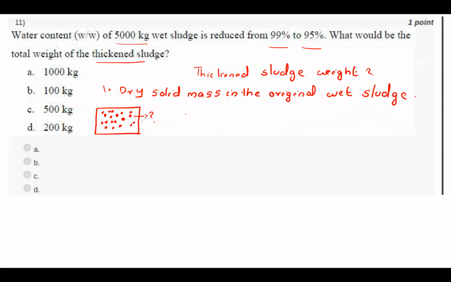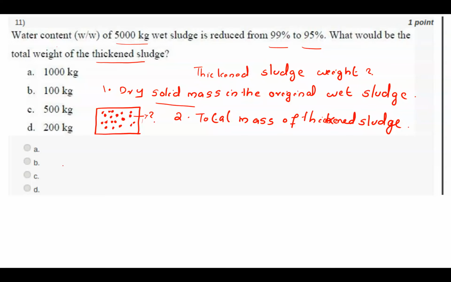Then we have to calculate the total mass of thickened sludge. So first we have to go to this step. What is the dry solid mass in the original wet sludge? In the whole sludge, what is the mass of these dots, the solids?